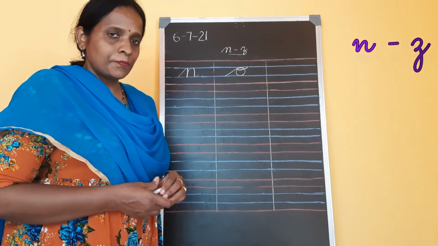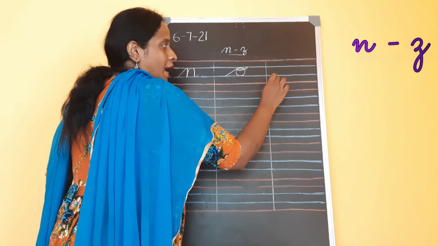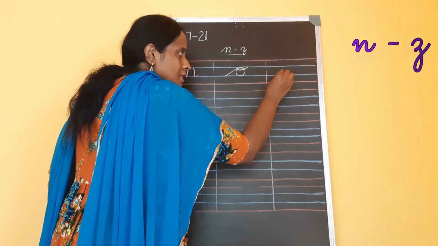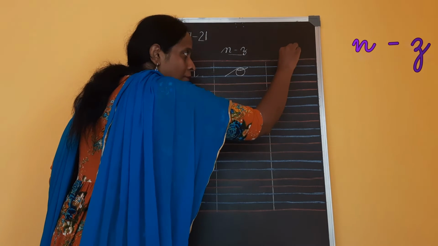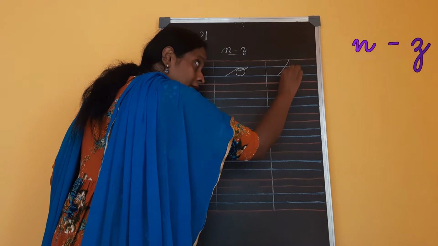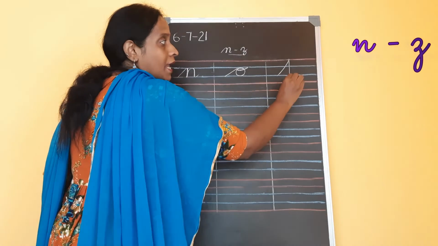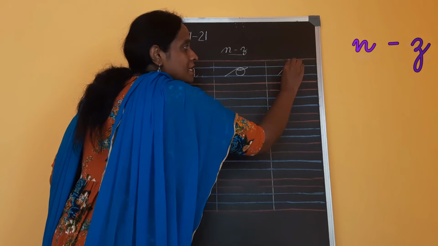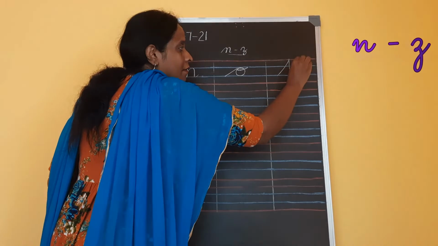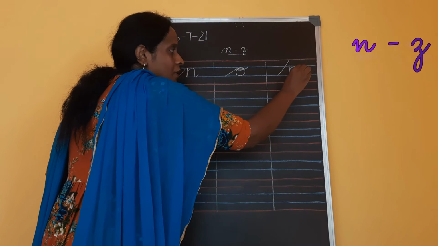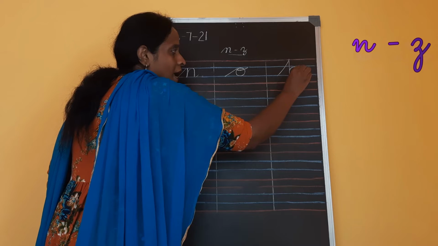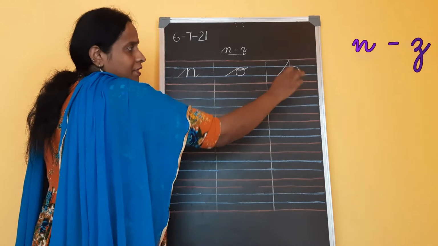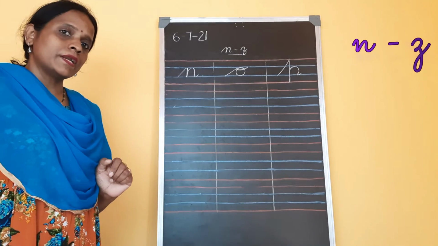Now, we'll go to letter P. From the second blue line, go up and touch the first red line with this slanting line. Come down and touch the second red line with the standing line. Go up on the same line. Now, here near the first blue line, take a right C curve. Come down, touch the second blue line. Again, take a curve and go up. Leave with a tail.